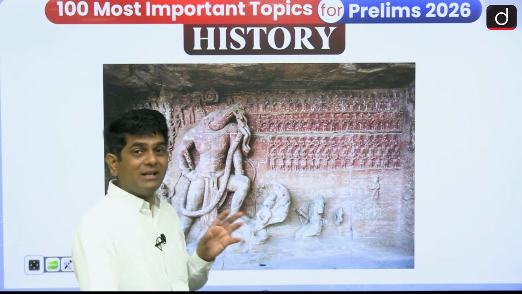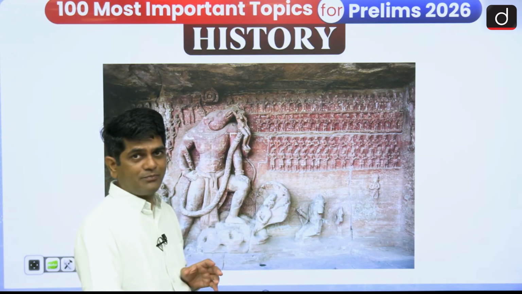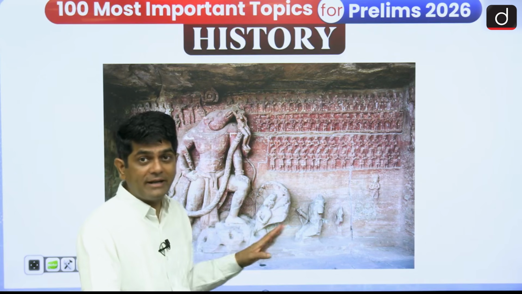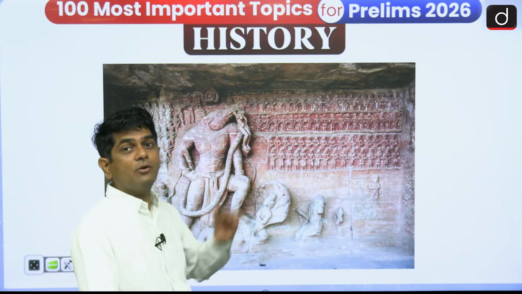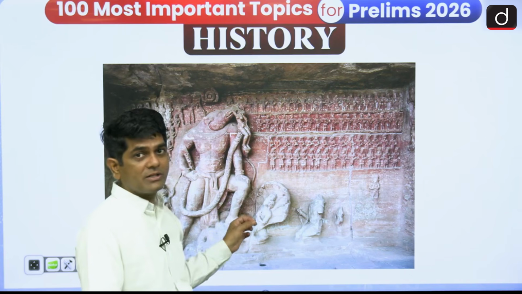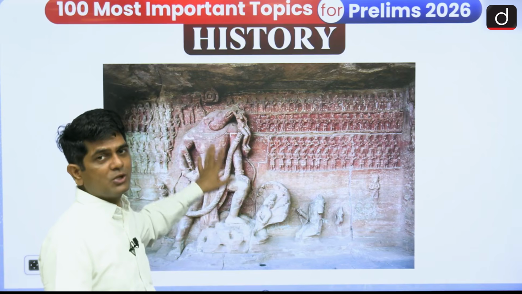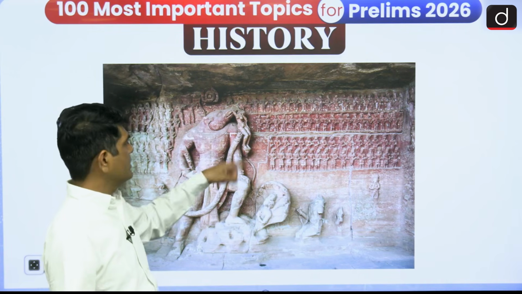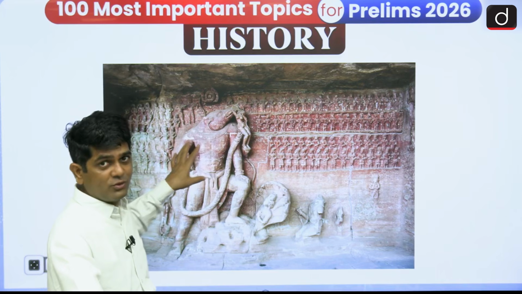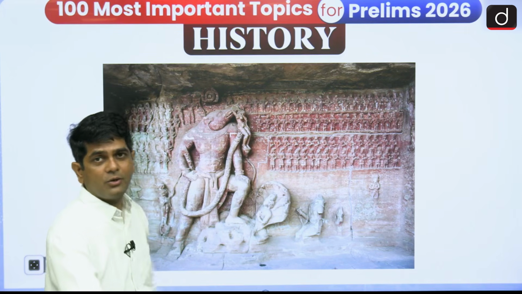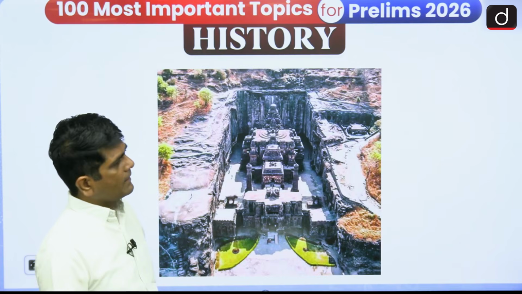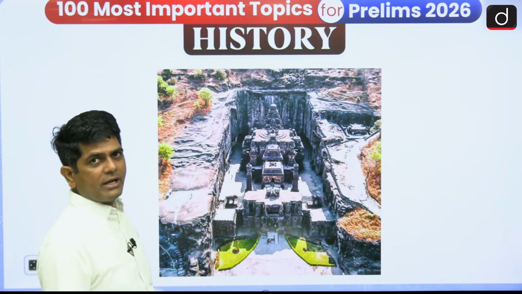So one of the earliest Hindu rock cut caves, Udaygiri hills, Madhya Pradesh, not Kalinga. Udaygiri of Kalinga near Bhubaneswar belongs to Jainism, but here both Jainism and Hinduism, and most of the caves are Hinduism. And this is the Varaha statue, found where? In the Udaygiri caves, Madhya Pradesh. Then we are in Ellora.